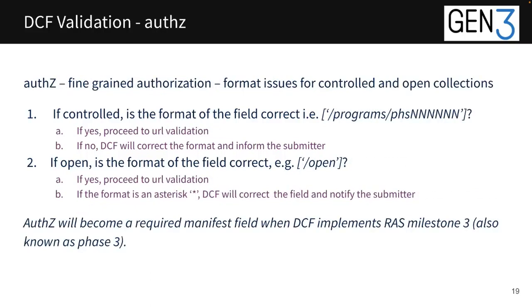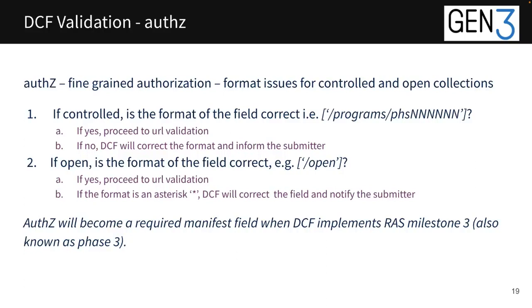Auth-z is a fine-grained authorization format for controlled and open collections. If the data are controlled or restricted by dbGaP, the format of the field should be ['/programs/PHS<ID number of that collection>'], that is, square bracket, single quote, /programs, /PHS, and then the ID number of that collection, single quote, close the square bracket. If this is correct, we'll proceed to the URL validation. If it is not, we will correct the formatting and inform the submitter.